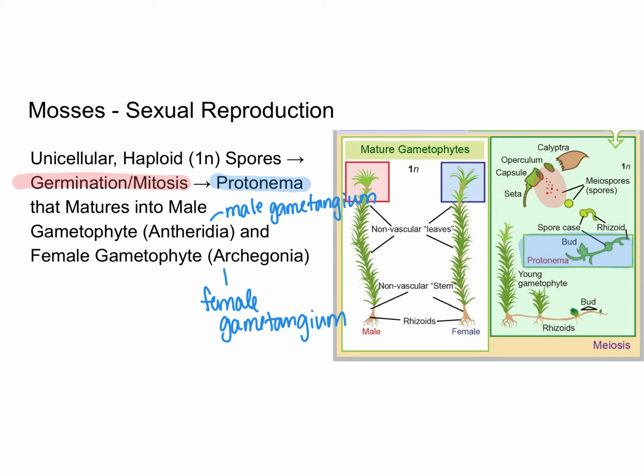And remember that during mitosis, whatever the ploidy of the parent cell is, the daughter cells are going to have that same ploidy. So since these haploid spores are going through mitosis, all of the cells that are forming this protonema and then maturing into the male and female gametophytes will be haploid. Since the haploid spore is going through mitosis to produce the protonema that is ultimately going to mature into a male gametophyte or a female gametophyte, that means that all the cells in the gametophytes are also going to be haploid.